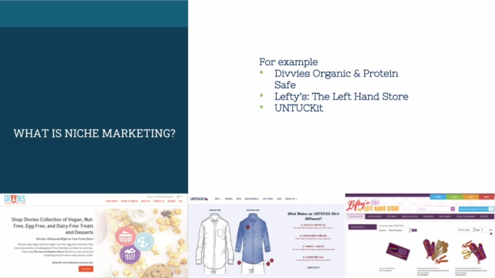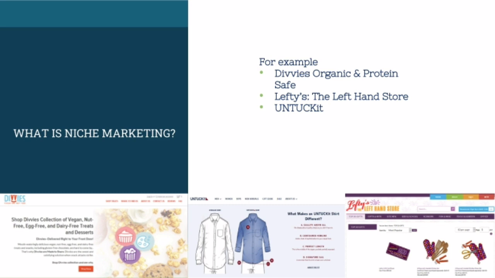Selling cookies and cupcakes is not a unique idea, but selling them with vegan and nut-free options differentiated Divi's in an already saturated, competitive market, enabling them to stand out and build a loyal customer base. Second is Lefty Hand Store.